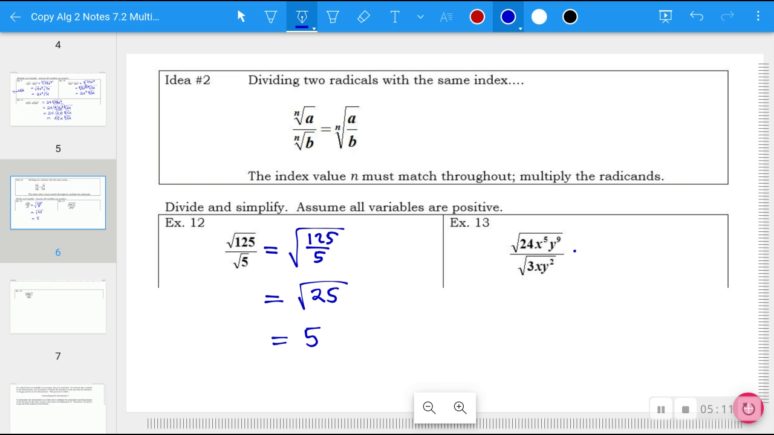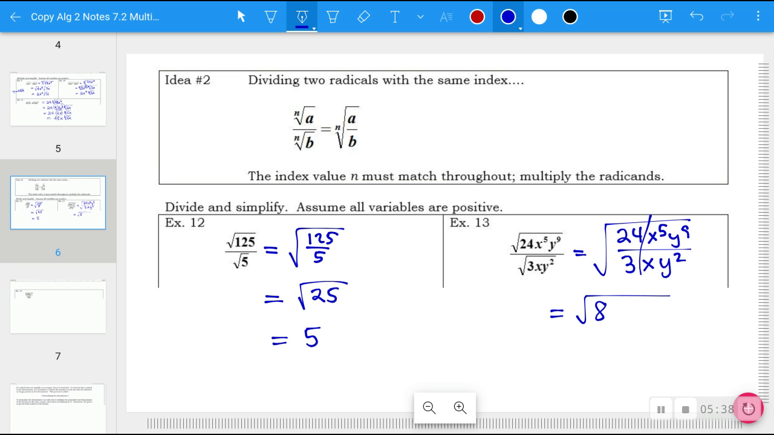All right, this next one here, we have matching square roots. They're same indices, so we're going to make one tall hat out of it. And you're going to go 24x to the 5th, y to the 9th, over 3xy squared. Okay, so now, and you're lucky if this happens, you're going to get a simplified version here. 24 divided by 3 is 8.